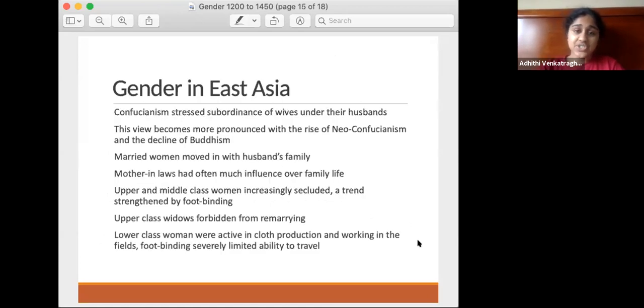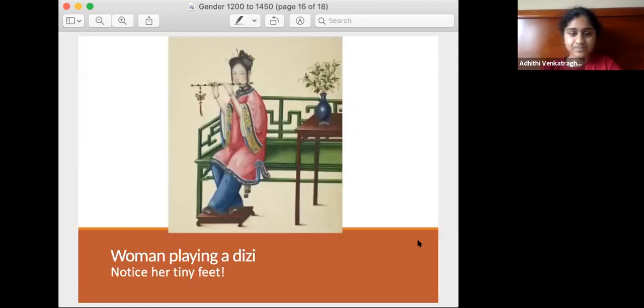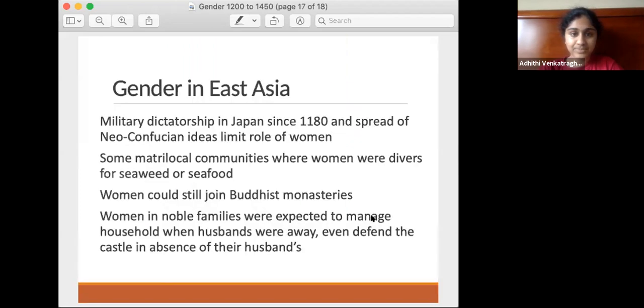Gender in East Asia. Confucianism stressed the subordination of wives, with the rise of Neo-Confucianism and the decline of Buddhism. Married women moved in with the husband's family, mothers-in-law had influence over life, and upper-class widows were forbidden from remarrying. There was also foot binding, which severely limited the ability to travel. This is a woman playing a Chinese instrument. Notice these small feet.